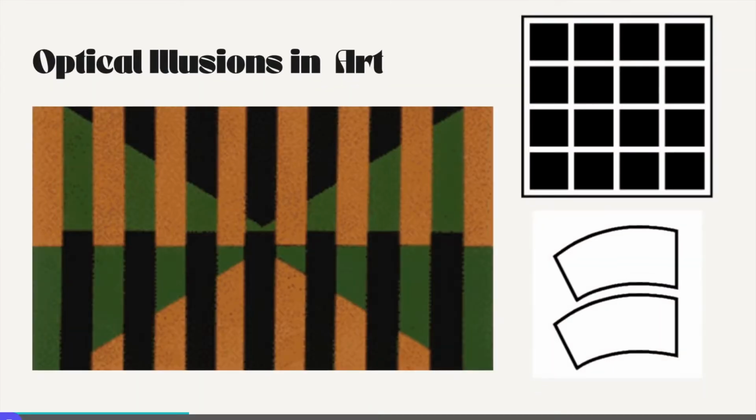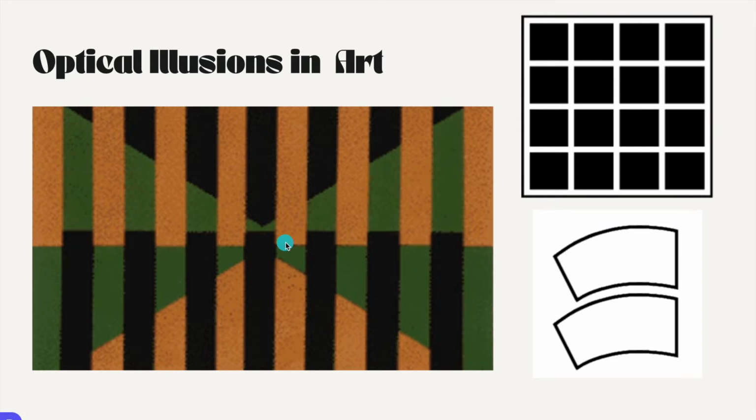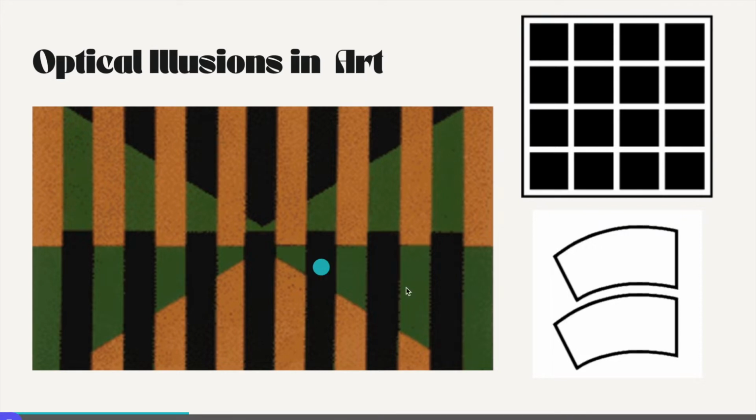All right, so optical illusions in art. If you look at this art piece with the greens, those 2 greens are actually the same color. Yeah, those greens are actually the same shade. They're not different at all. It's just the way that they're arranged in the picture that makes this bottom one look darker.